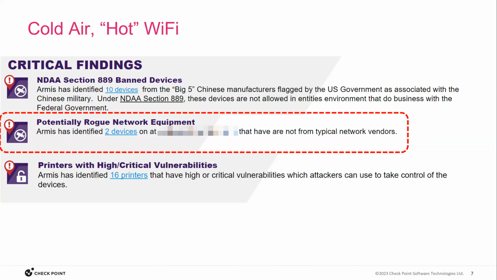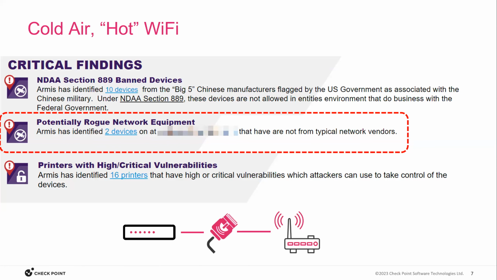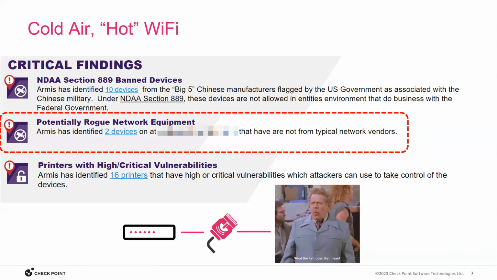from a typical network equipment manufacturer. So we jumped on their switch and took a look. And my thinking was, oh, they're just misclassifying the MAC address. They don't have the vendor right. So we go back and look, and I'm expecting that we're just going to find some weird access point that the tool misidentified. No. That's actually not what we found. What we found on the other side was a GE air conditioner. What the hell does that mean? Yes, Frank Costanza, what the hell does that mean?